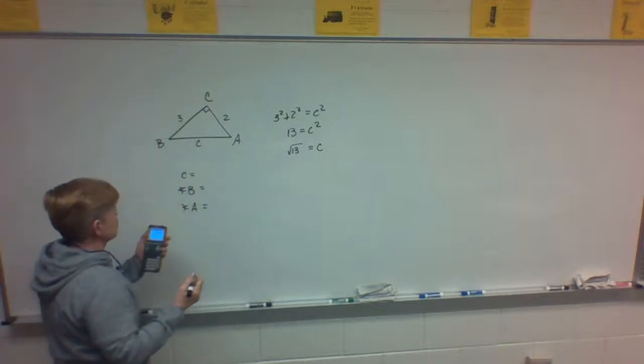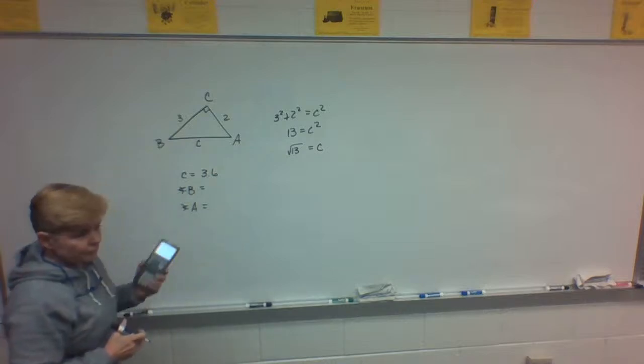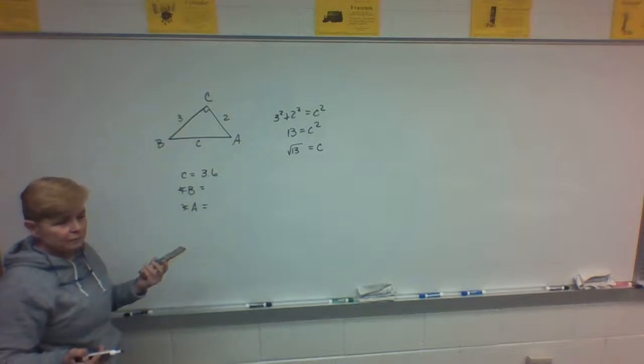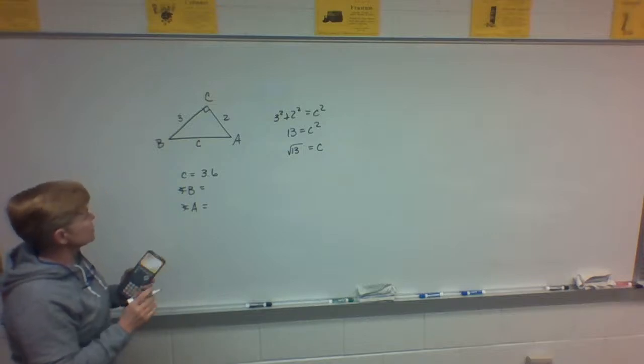Rounded to the nearest tenth is 3.6. Anybody do that on the calculator? Yes. You're working with me here? Okay. So now we know what C is.